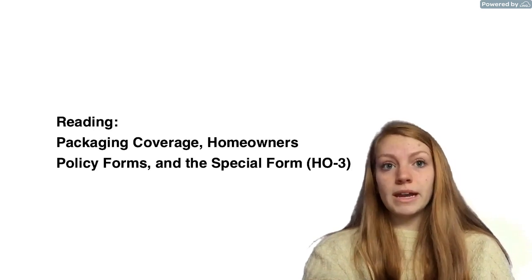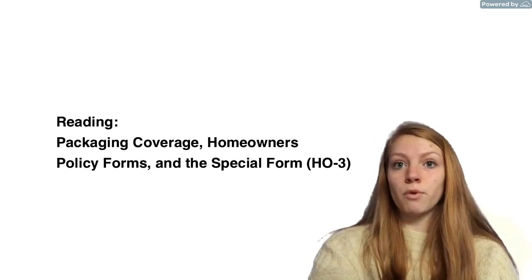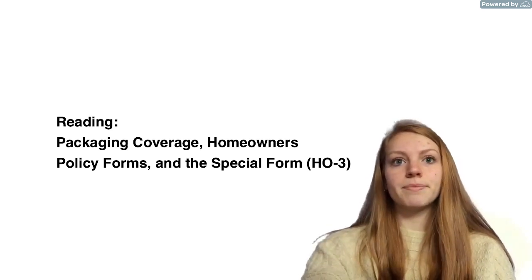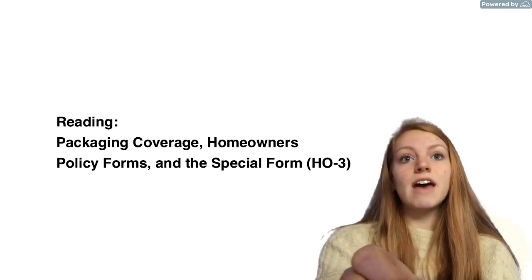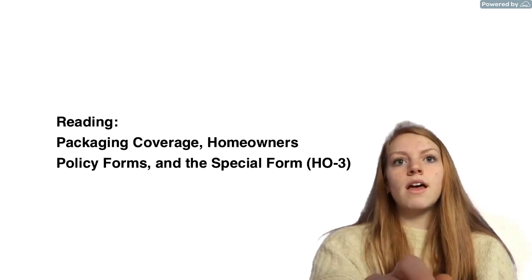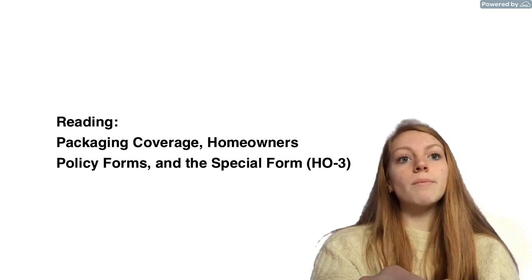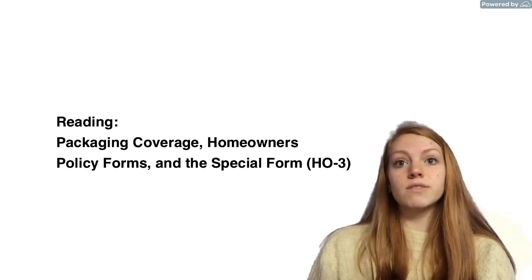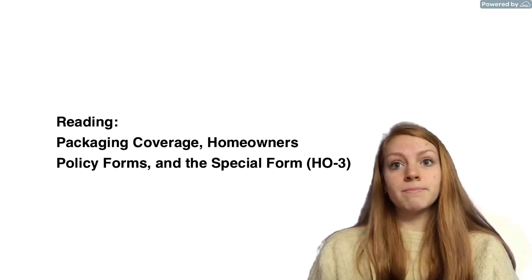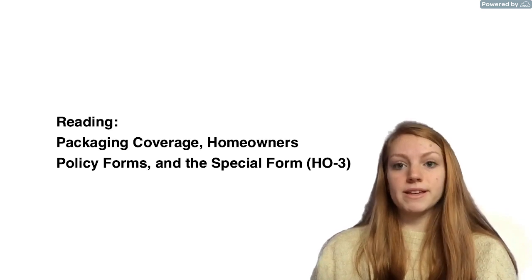We will now move into Objective 1's second reading, Packaging Coverage, Homeowners Policy Forms, and the Special Form, HO3. Homeowners policies are similar to automobile policies in that they combine several types of coverage into one policy. They are a combination of property and liability insurance, along with a little health insurance for guests and resident employees. The persons insured vary from coverage to coverage and place to place.